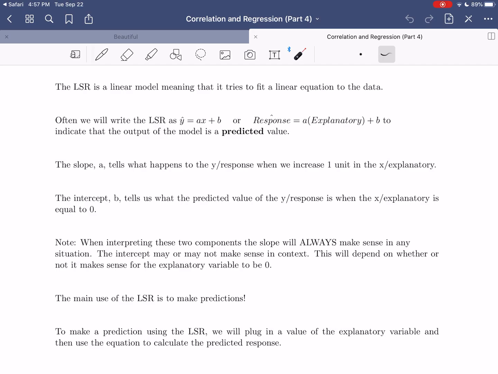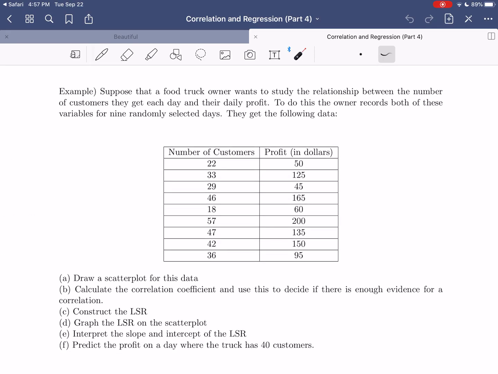Okay, so this was just a quick summary of everything that we covered in the previous video about this LSR. Let's go ahead and take a look at one more example of putting all this together before we start to move on to talking more about the limitations, or the things that we have to be careful about when making these predictions. So let's take a look at this example.